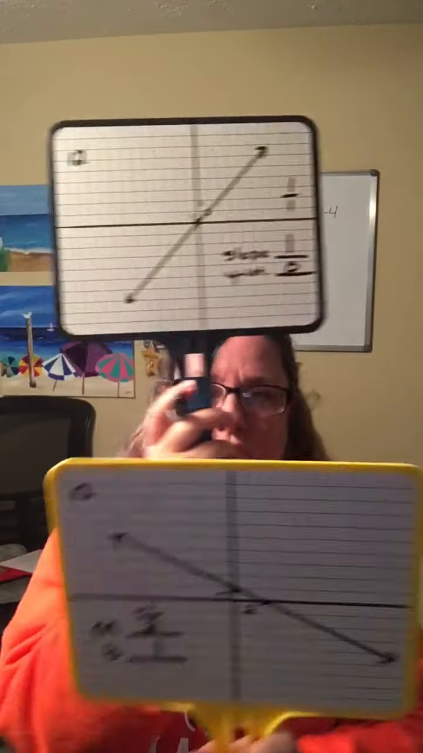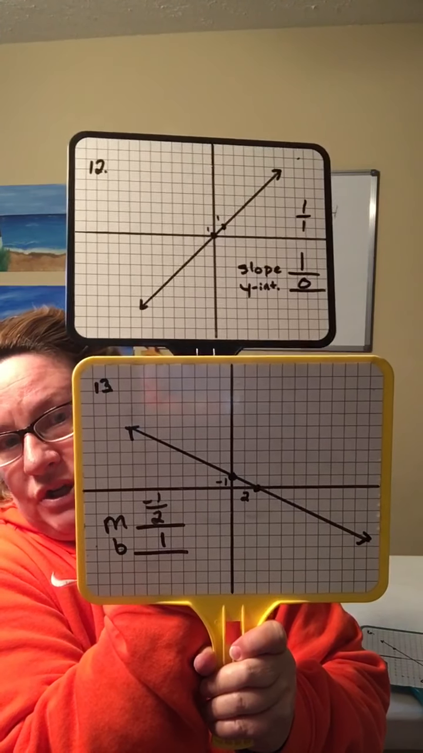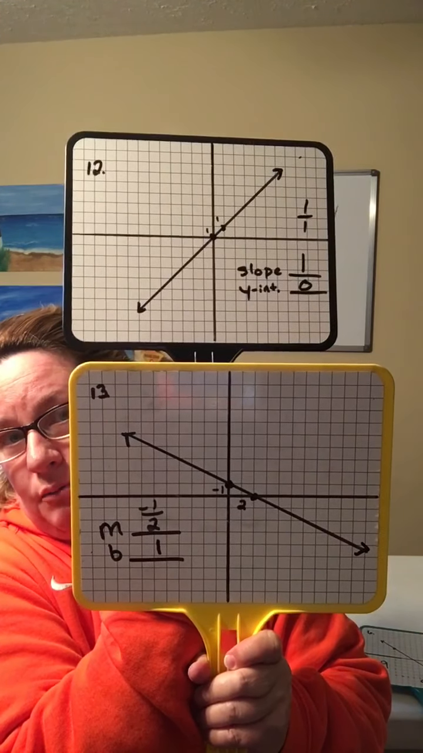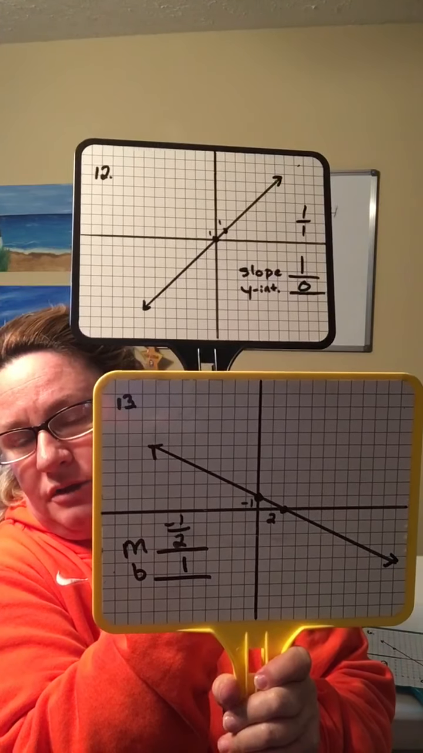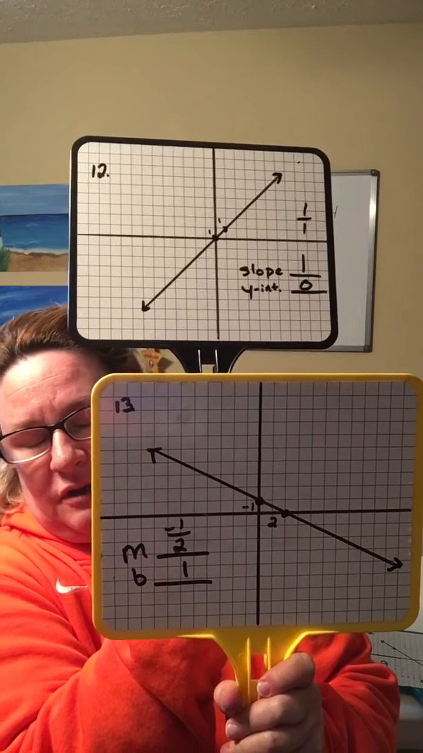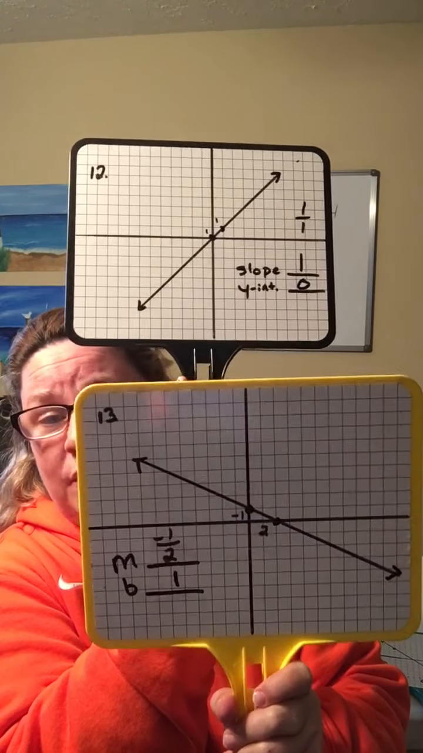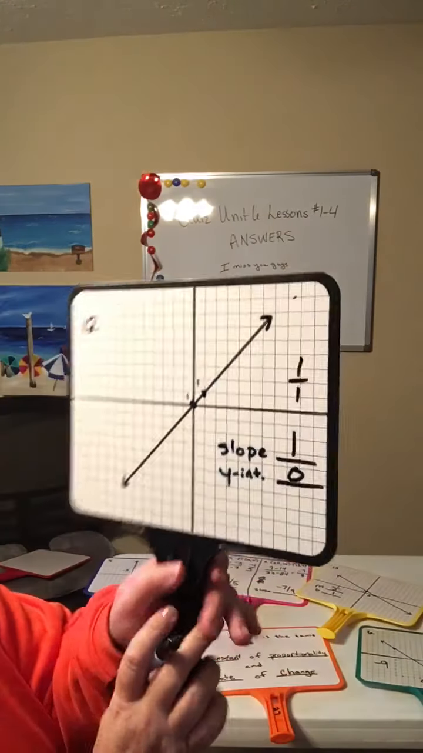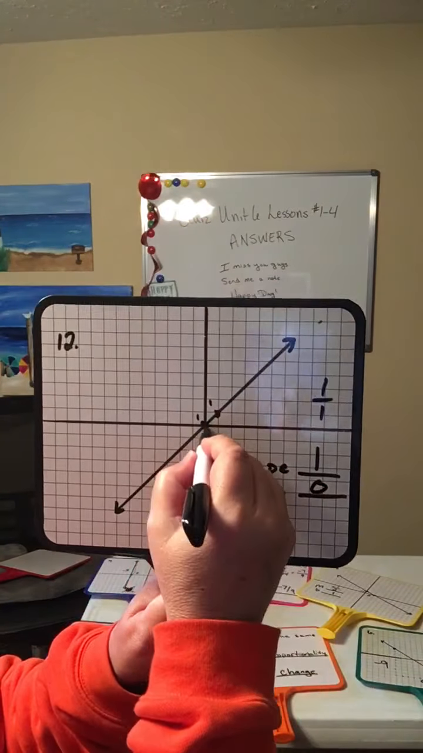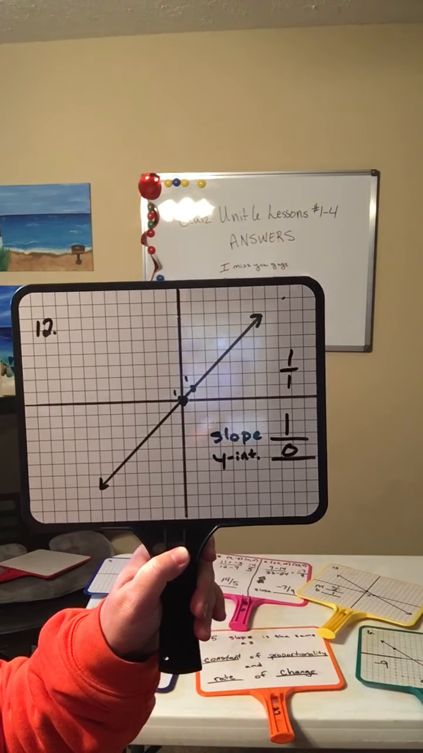Then you're asked, looking at these two, which is proportional? Well, number 13 does not go through the origin. So that one is not proportional. This one is proportional because it's both a straight line and the y-intercept is 0. It goes through the 0.